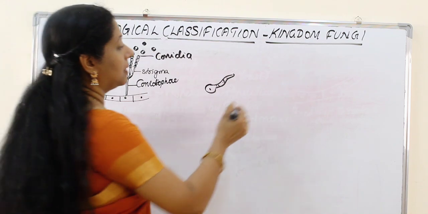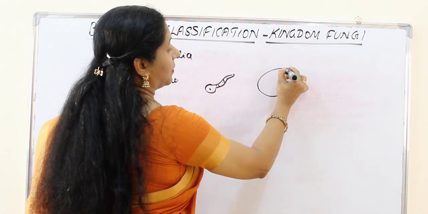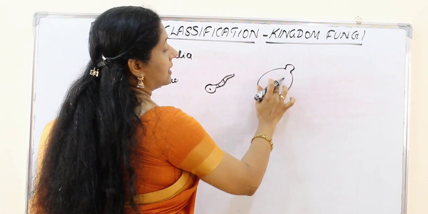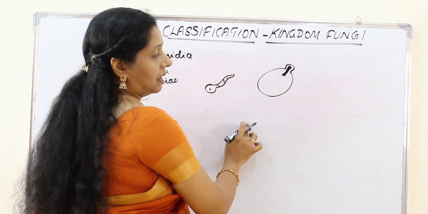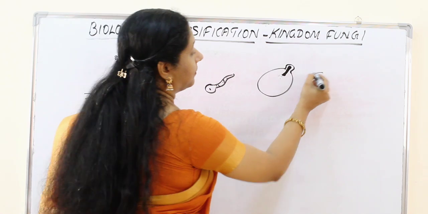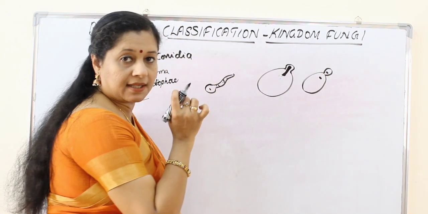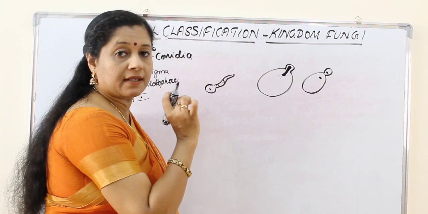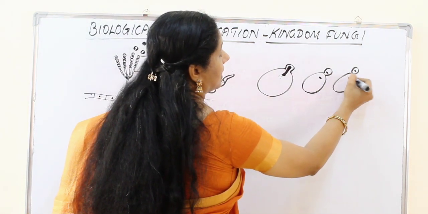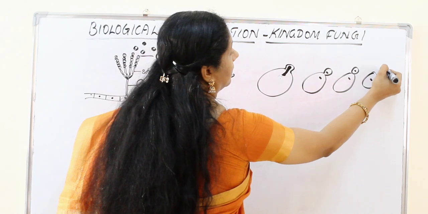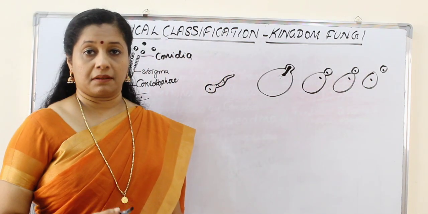But if it is yeast, what happens? There is a nucleus. First a protuberance will come out. The nucleus extends into the protuberance. Then the nucleus will divide, that is karyokinesis takes place first. Division of nucleus is called karyokinesis. Then this will completely separate and now the bud will detach. So this is how budding takes place in yeast.